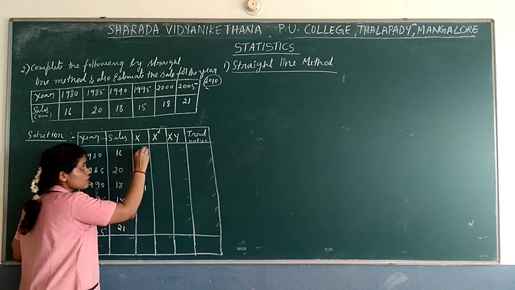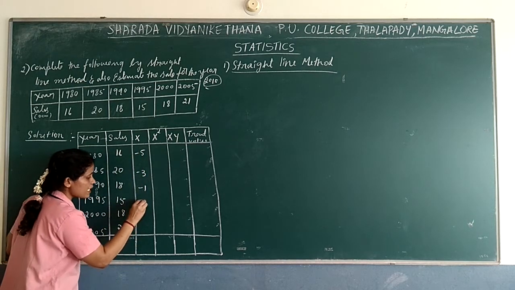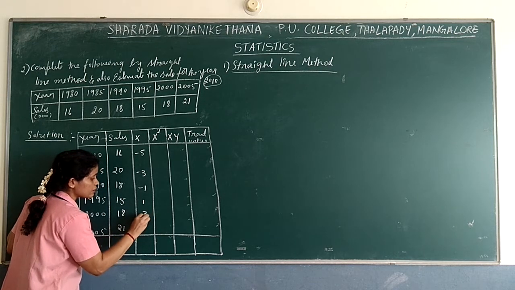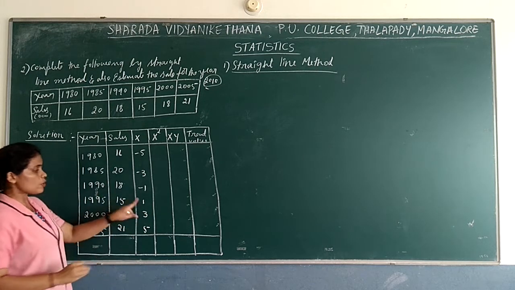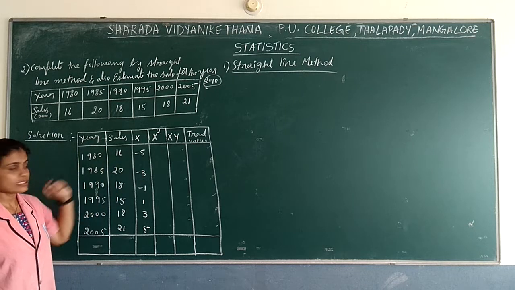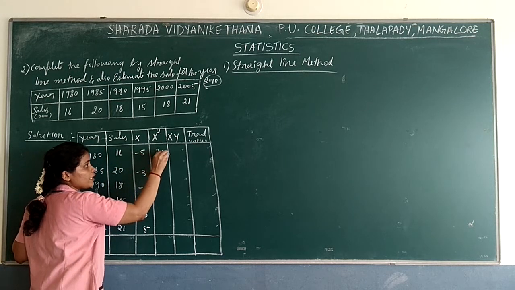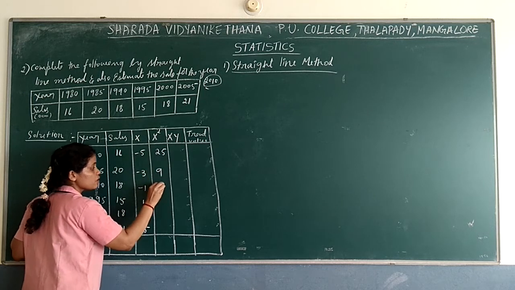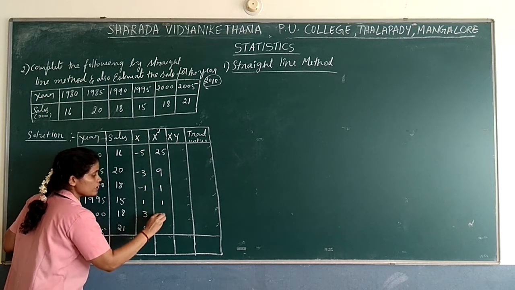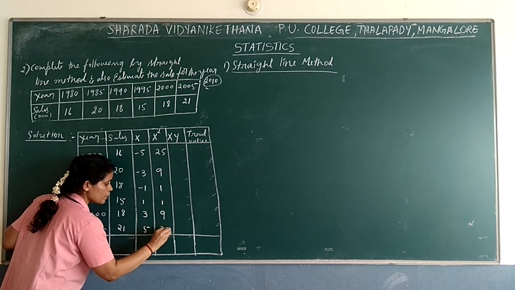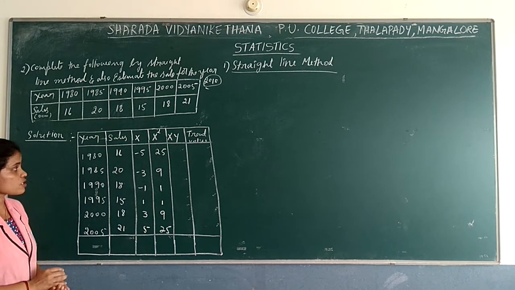-3, -5. So here it goes like 1, 3, 5. Here positive values, and here it goes like negative values. Now x square, that is 25, 9, 1, 1, 9, 25. This is about x square.